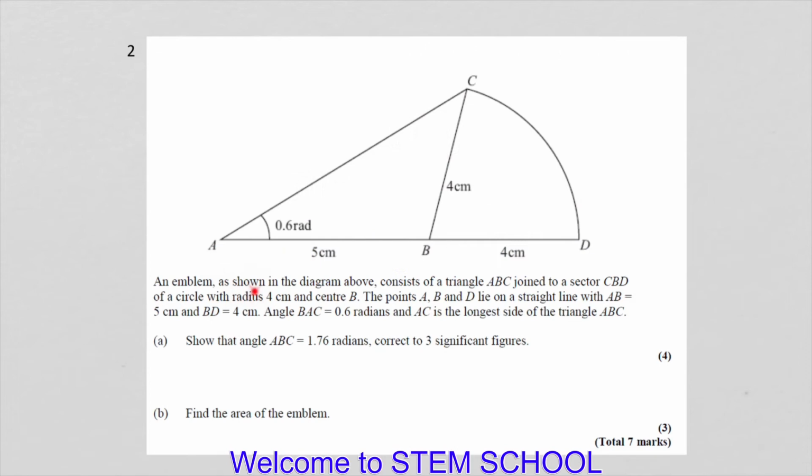An emblem, as shown in the diagram above, consists of a triangle ABC joined to a sector CBD, of a circle with radius 4 centimeters and center B. The points A, B, and D lie on a straight line with AB 5 centimeters and BD 4 centimeters. Angle BAC equals 0.6 radians, and AC is the longest side of the triangle ABC.